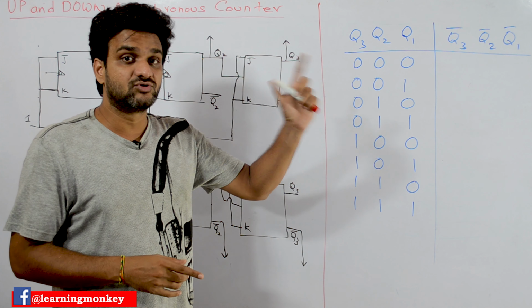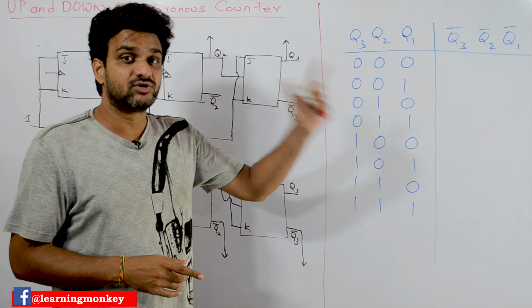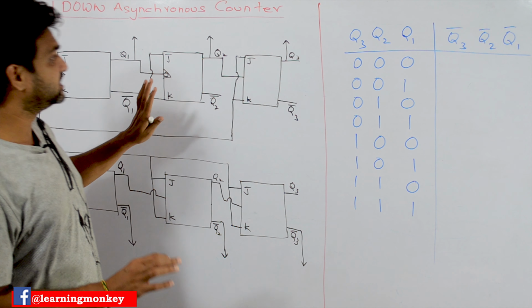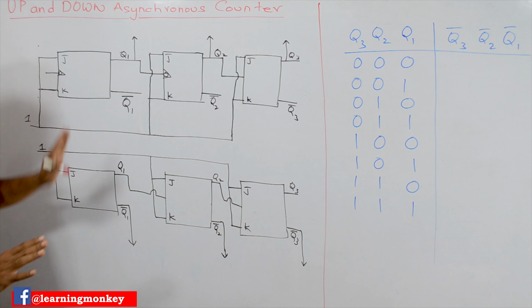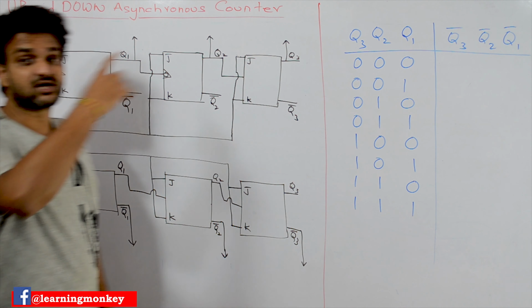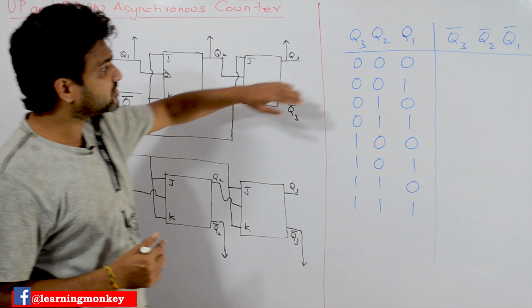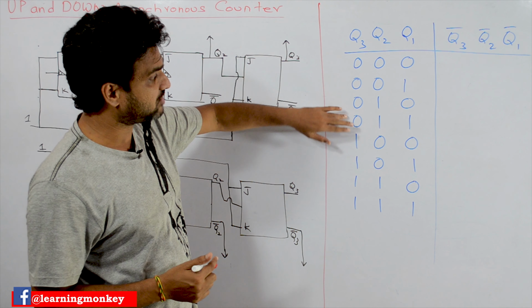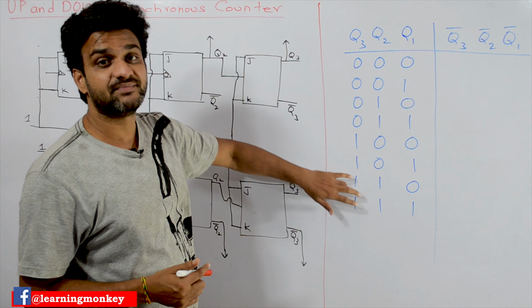If you are able to understand that video, this video is just a little change. With little changes we can get both the up and down counter. The counter that we have covered in that class is what we call an up counter, in the sense it is going to start from 0 and it is going to count in the incremental order. First it is going to be 0 0 0.